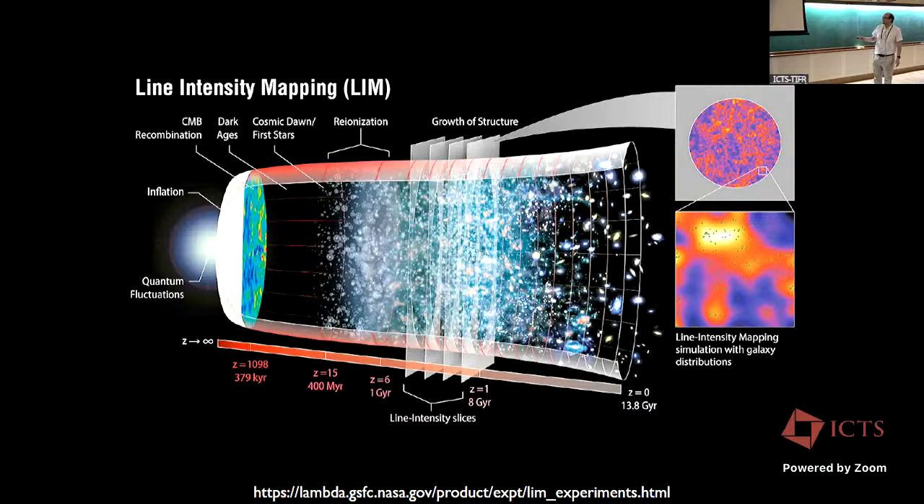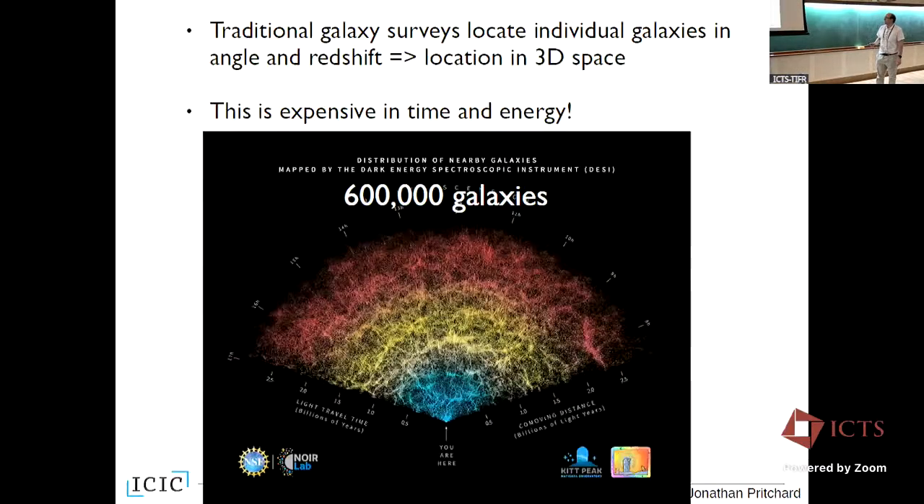And so that's where the 21 centimeter at the epoch of reionization, that I think you heard a lot about at the beginning of this week, and line intensity mapping kind of fit in. So this is a picture of a traditional large galaxy survey. This is with DESI. There are about 600,000 galaxies in this. Every point is a galaxy, and you can see the filaments and voids of the cosmic structure shaped out there.